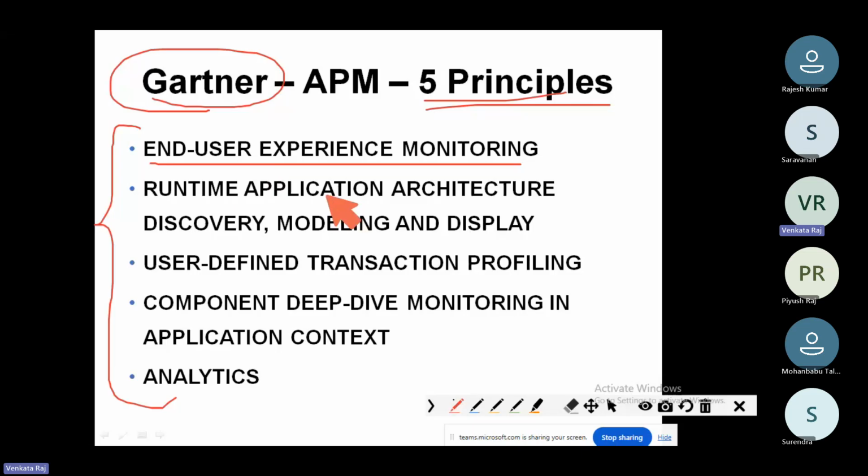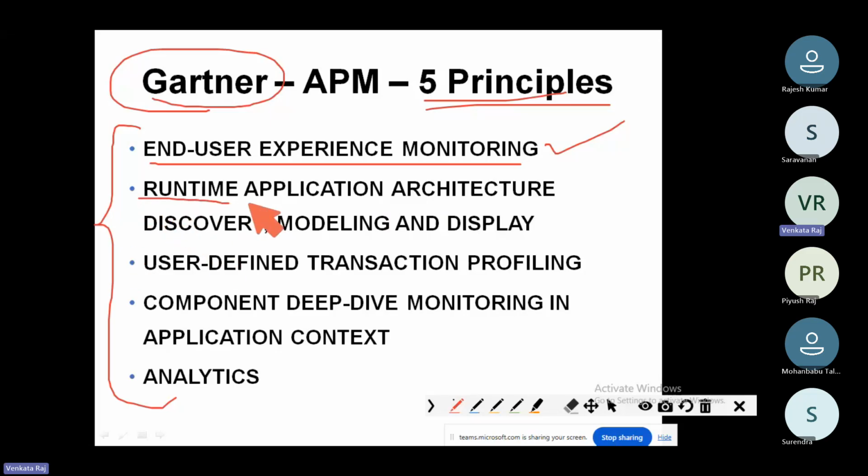End user experience monitoring. How the end user is feeling, guys. What is the experience for the end user? So whatever APM tool or observability tool they're going to evaluate, they will first check whether it has the capability to evaluate the end user experience. Everyone, clear?